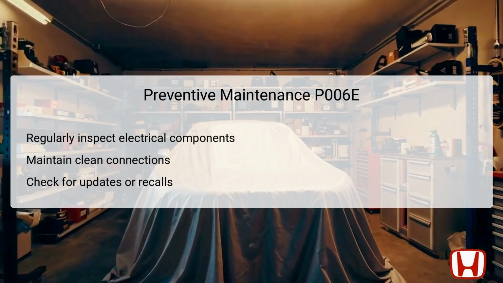Conducting preventive maintenance can significantly reduce the chances of encountering DTC P006E in the future. Regularly inspecting electrical components involved in the turbocharger system ensures any wear and tear is addressed promptly. Keeping connections clean is vital, since corrosion can impede performance and lead to voltage drops over time.